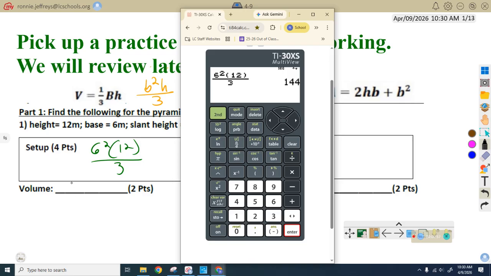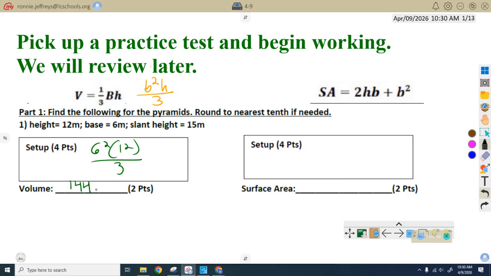The way this is set up, if you have the numbers in here wrong, that's where the points are counted off.